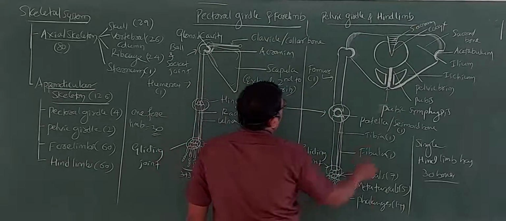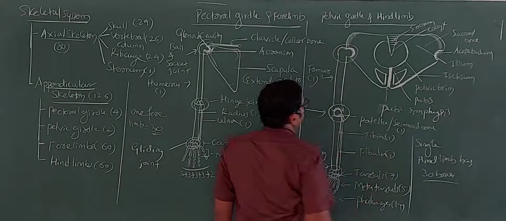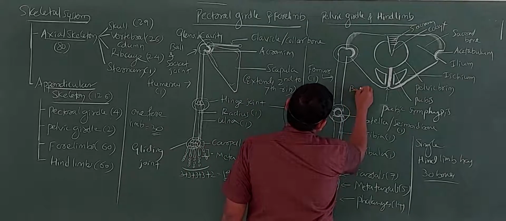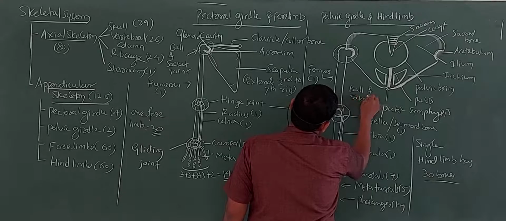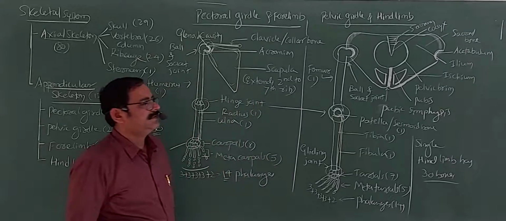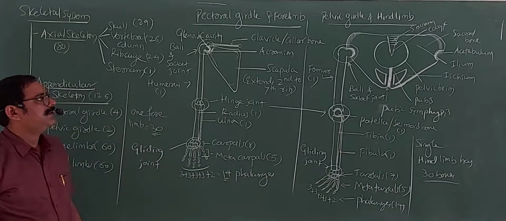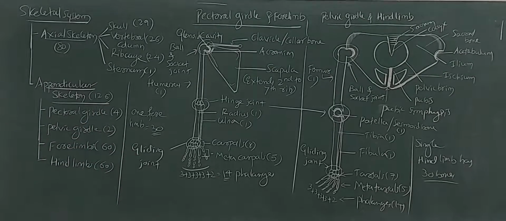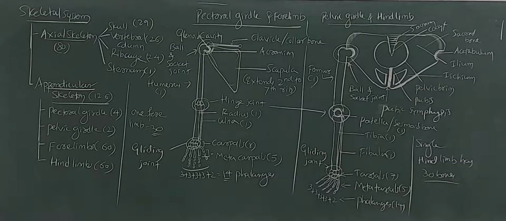And then here this is called again a ball and socket joint. Okay, so here, ball and socket joint. Okay, so this is all about what you are observing, the pelvic girdle and hind limb. Yes, so what you are observing on the board is all about the forelimb as well as hind limb. Then you are finding mainly the pelvic girdle as well as pectoral girdle.